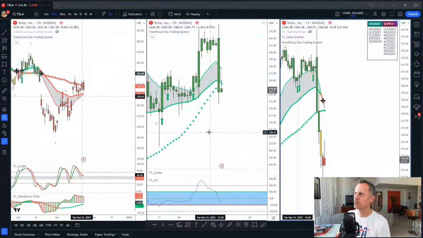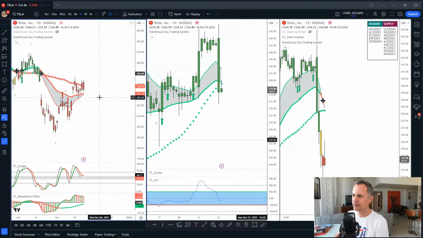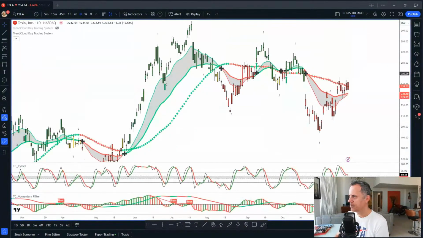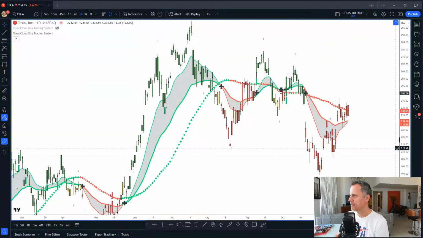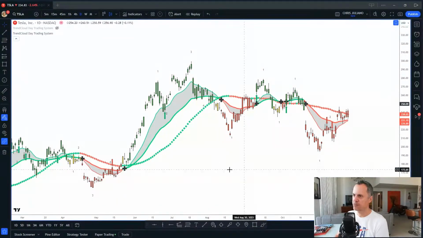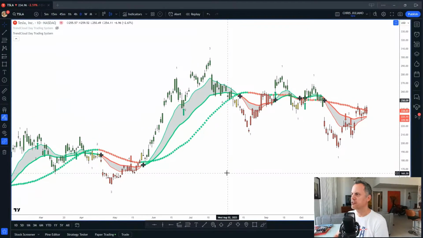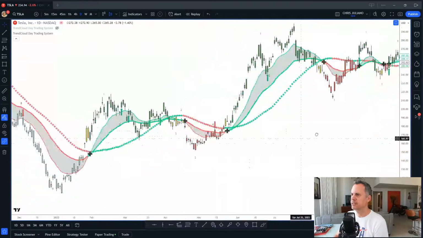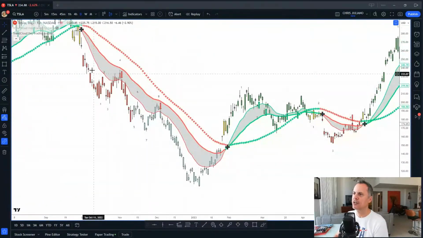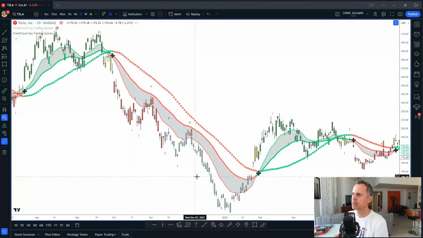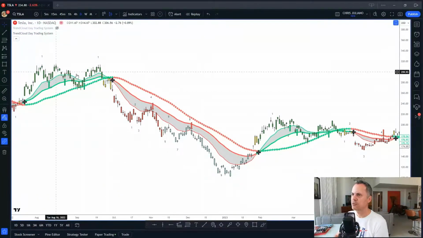So let me show you what we do here. Go to that daily chart, open it up, okay? And I'm going to show you something really cool using TrendCloud. Let's just go back in time here. Wow, look at that. That was a long run to the downside back in 2022.